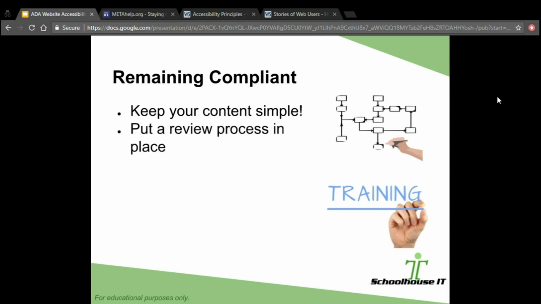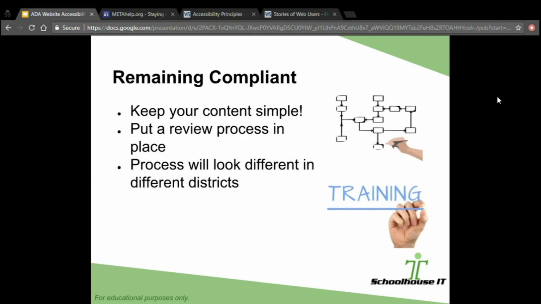Put a review process in place. That review process will look different in different districts: small districts versus large, small websites versus large websites. Train. All content creators, and especially content publishers, should be trained on accessibility. Whether you use the principles of accessibility, the RANCH rules, or another tool for training, make sure your content creators understand what it means to build accessible content.